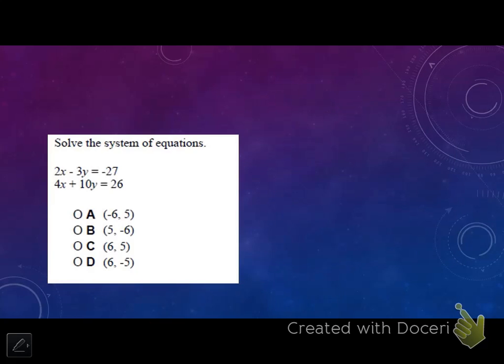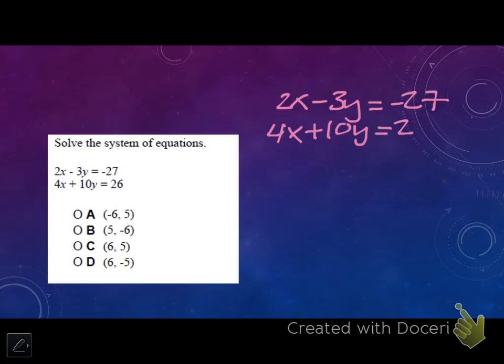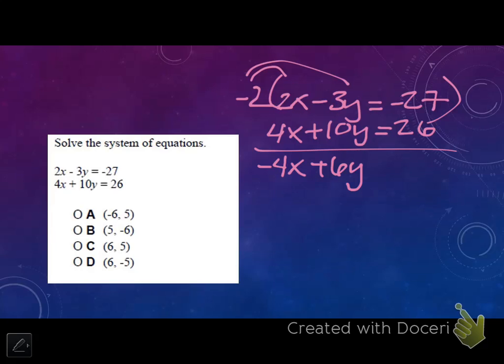Okay, this one we can use elimination because x and y are both on the same side. Okay, so I'm going to eliminate my x's. So to get my x's to be the same number in front, but one positive, one negative, I have to multiply by -2. So then I'd have negative 4x plus 6y. Remember, distribute to everything is equal to 54.